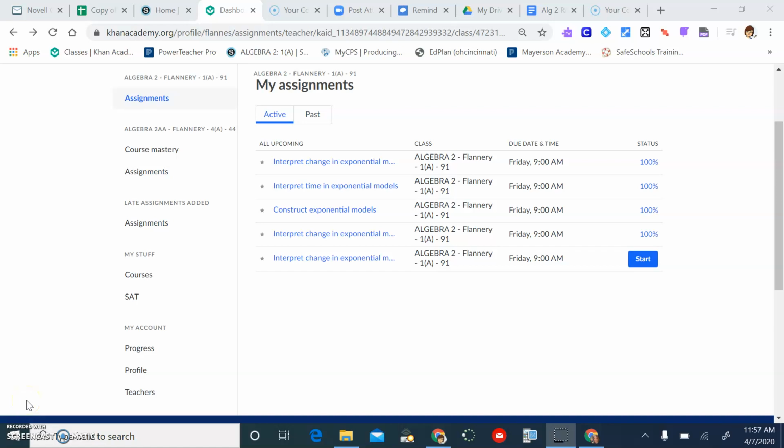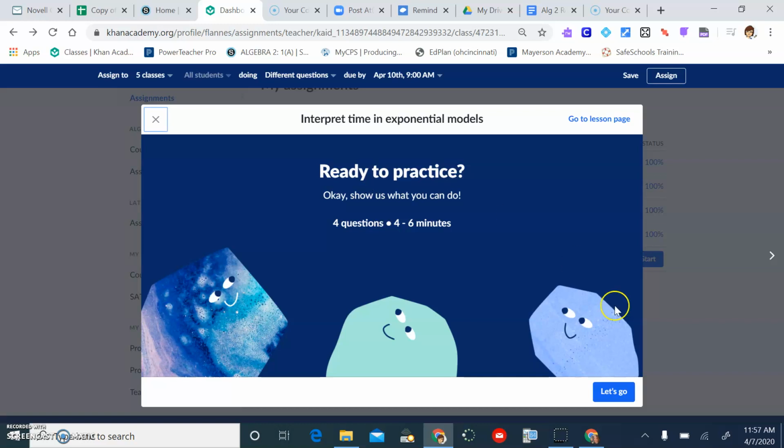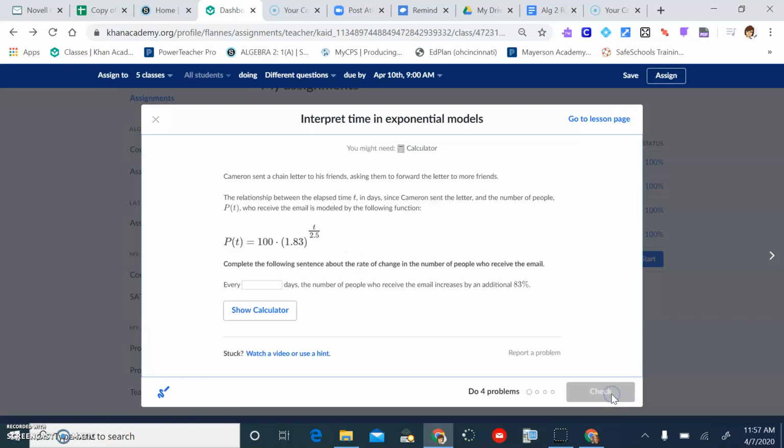Okay, good morning. We just talked about interpreting change in exponential models, and now we're going to talk about interpreting time. And this is another quick and easy one. It'll maybe take like 6 minutes or so.